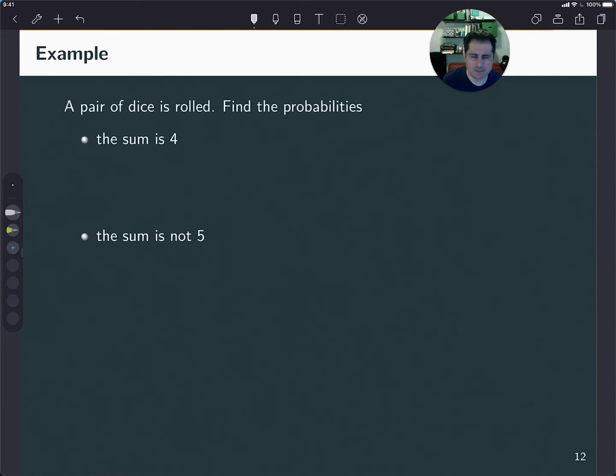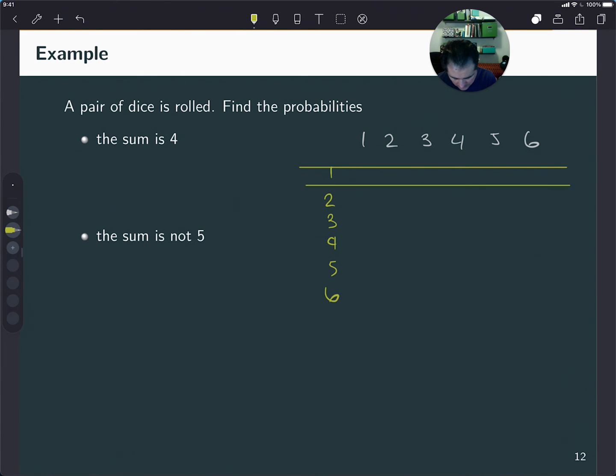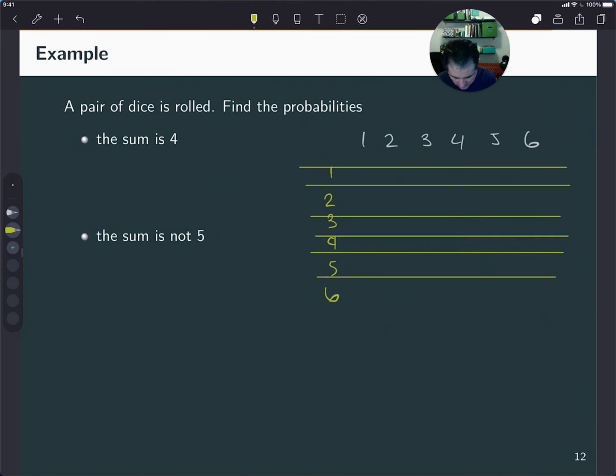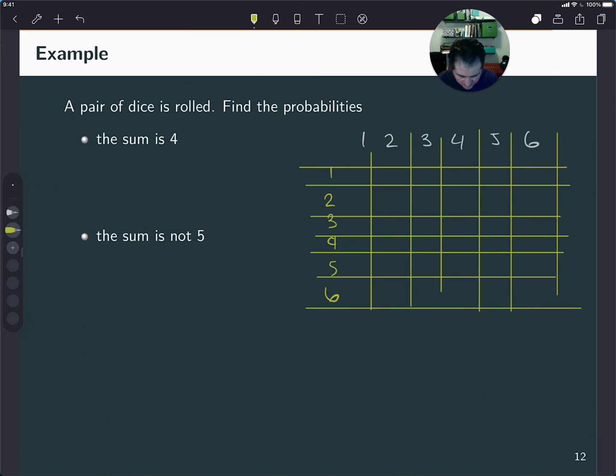Okay, some very simple examples. A pair of dice is rolled. Find the probability the sum is a 4. I already did this in my past video, so let me bring that table again very quickly. I have a die with 1, 2, 3, 4, 5, 6, and another die with 1, 2, 3, 4, 5, 6. I'm going to make a very quick grid here. You have to be careful that you're only counting the ones in the center, right? So the outside you're not counting. These are the 36 outcomes.